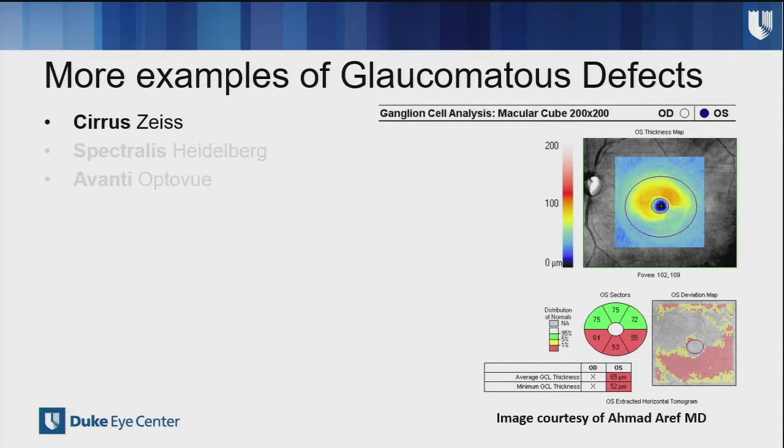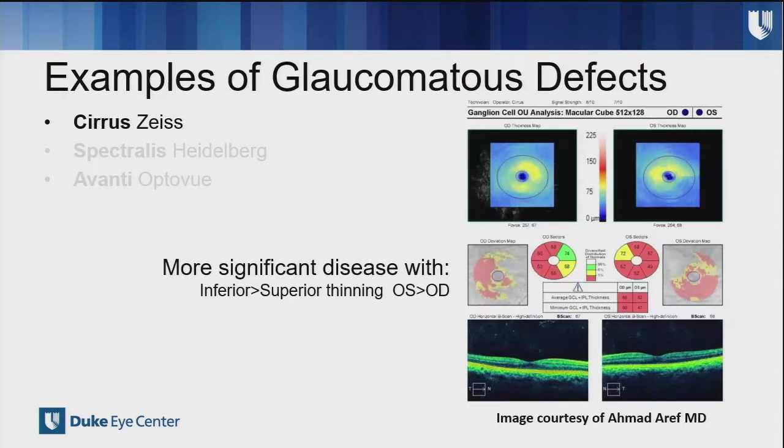This is an example of a patient with glaucoma using the Cirrus device. So this patient has an inferior macular thinning area respecting the horizontal meridian, and it's also seen on the thickness map and deviation map. This patient has more advanced disease, worse in the inferior maculae of both eyes. You can see loss of the yellow on the thickness map and more of the red on the deviation map.